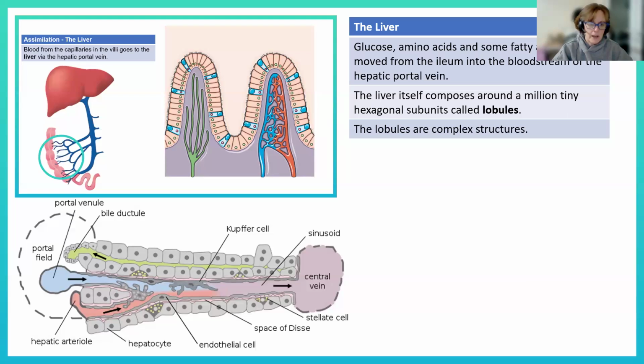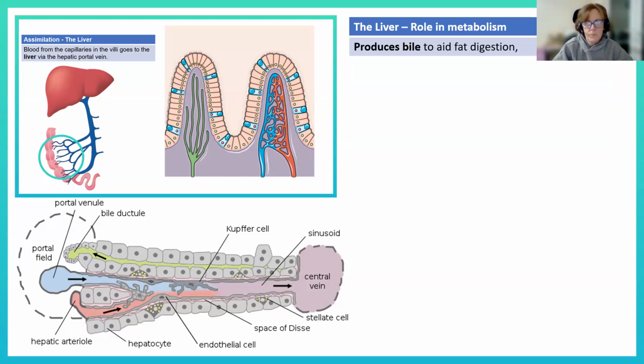You can see there's endothelial cells, which we've talked about in the first unit. There's hepatocytes, which are liver cells, so they're functional cells. We've got a duct for bile. So there's quite a lot going on. It's quite a complex structure. One of the really important functions of the liver is to produce bile to aid the digestion of fat. We talked about that last session. It increases the surface area of the fat and lipid droplets so that they can have a greater surface area for the lipase enzyme to work on.